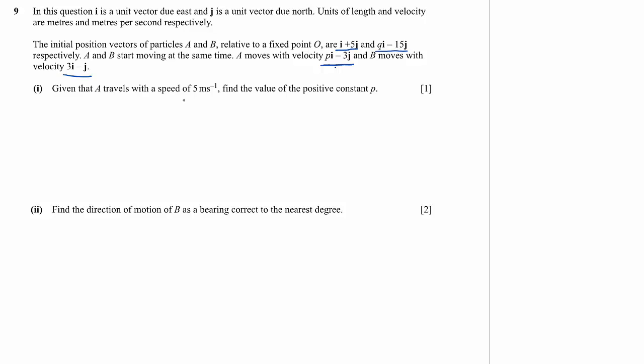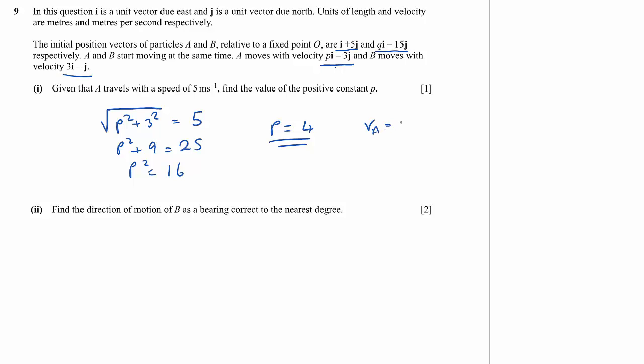Given that A travels with a speed of 5 meters per second, find the value of the positive constant p. So we know that the square root of p squared plus 3 squared is going to be equal to 5. And so that means that p squared plus 9 is equal to 25. p squared is equal to 16. And if we only want the positive, that means p is equal to 4. And let's make a note that the velocity of A is going to be 4i minus 3j.